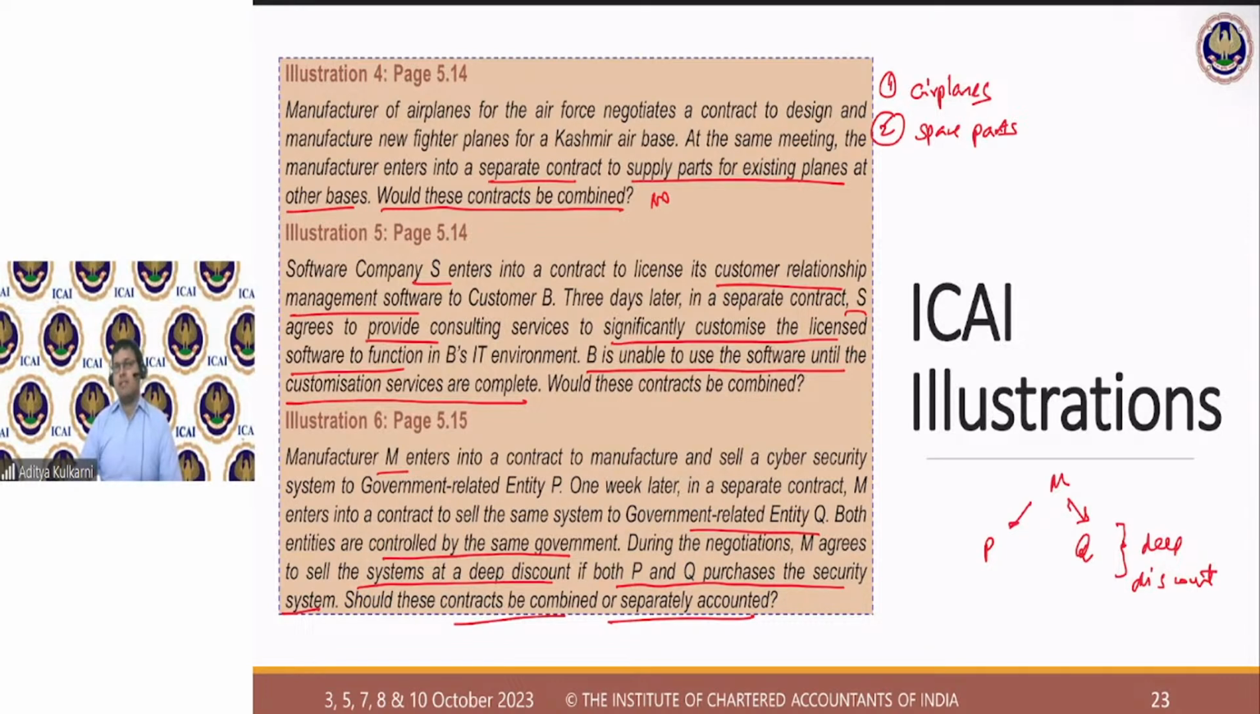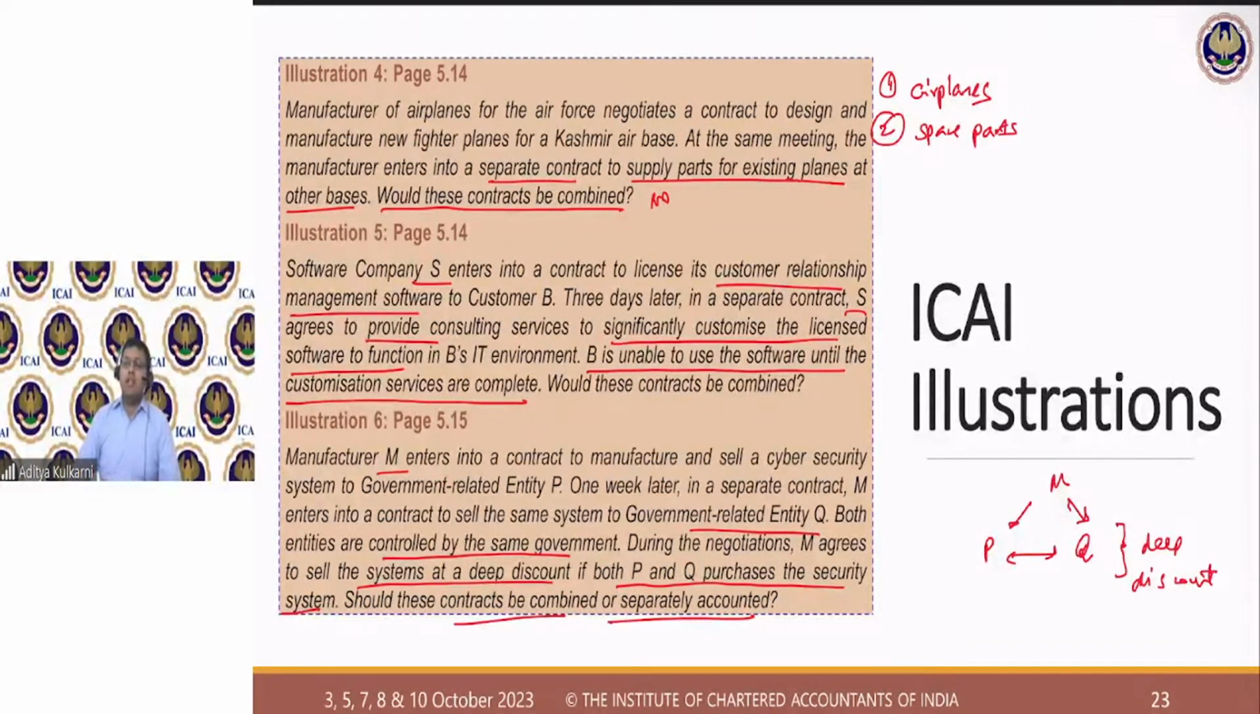So now the question is, you can combine the contracts if A, it is entered into with the same customer, or it is entered into between related parties. Are P and Q related to each other? Answer is yes. You have not studied Ind AS 24 yet, but because the controlling entity is the same government, P and Q are related to each other. So one of the conditions is the contract has to be entered into with the same customer or with related parties also. So here it's being entered into with related parties. So that is acceptable.